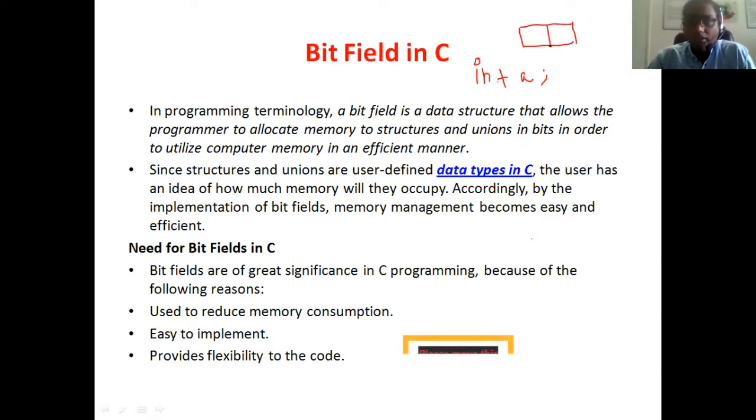So suppose you have declared integer a, so it requires 2 bytes of memory locations. It means that 2 bytes is equal to 16 bits. We already know 1 byte is equal to 8 bits. So 2 bytes is equal to 16 bits, that means 8 bits here and 8 bits here. Whatever value you are going to store into a, that value will be stored in this particular memory location.